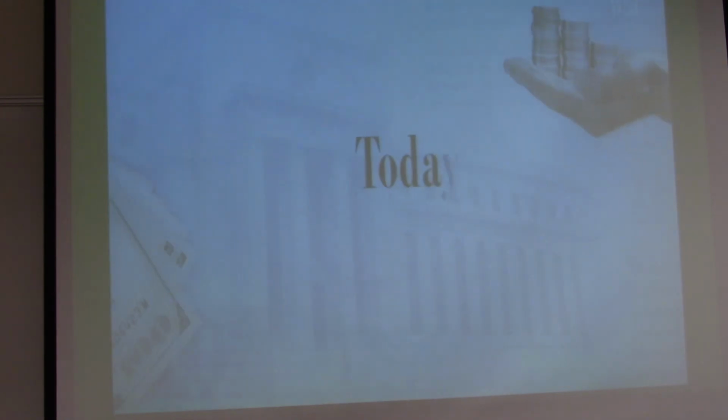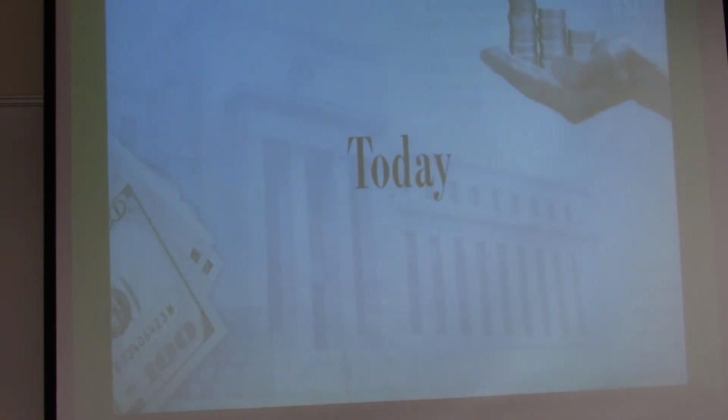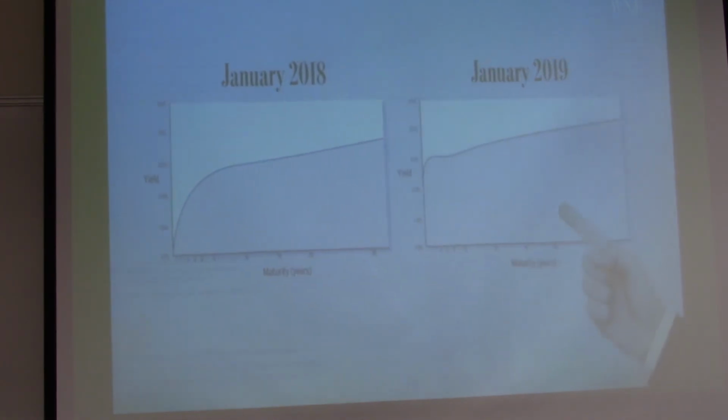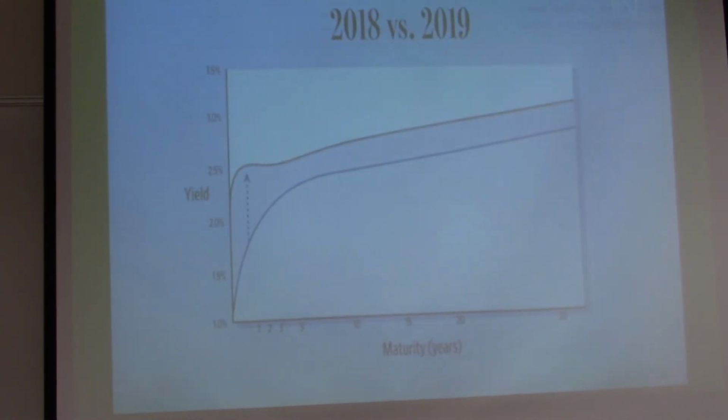So what does the yield curve look like today? Here's the yield curve in January 2018, and here it is now. You can see it's flattening. This is a big deal for the markets, and perhaps the strongest signal yet that we're headed toward a bear market. But we're not there yet. The curve is pretty flat, but it's not inverted.